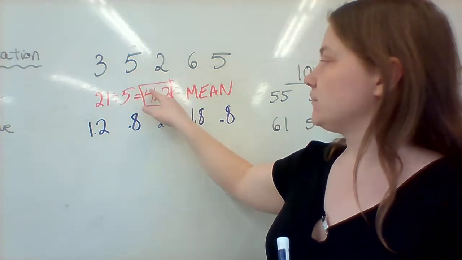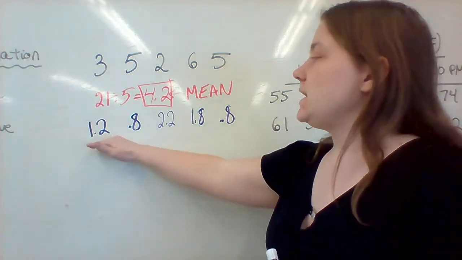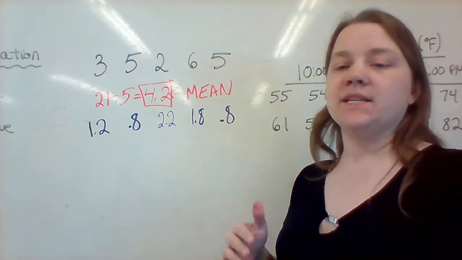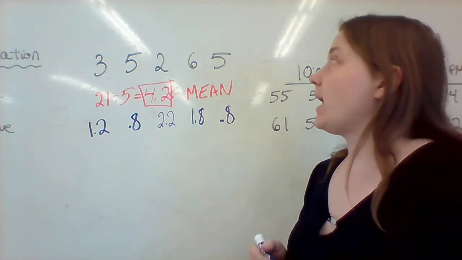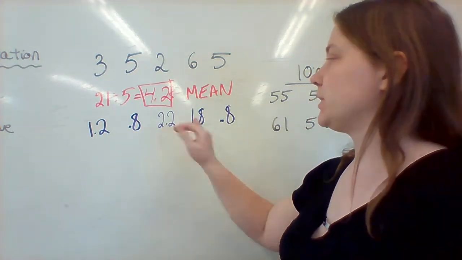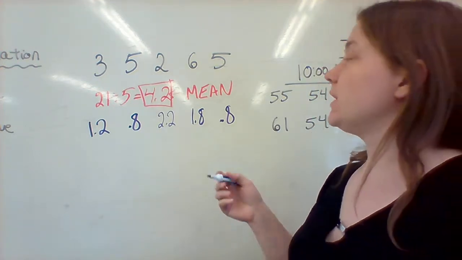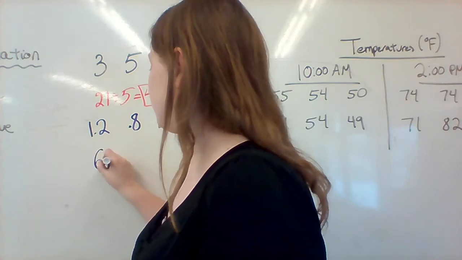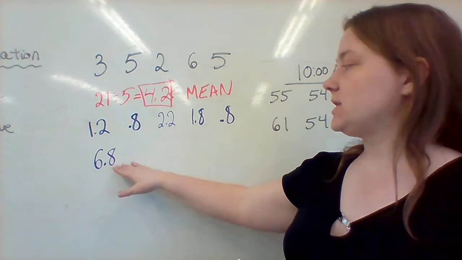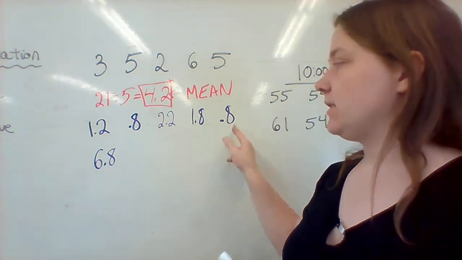And we keep going. Now what I need to do is figure out the mean of these numbers. I want to figure out the mean of the distances. So I'm going to add 1.2 plus 0.8 plus 2.2 plus 1.8 plus 0.8, and I'm going to end up with 6.8. And now, because I'm looking for the mean, I'm going to take this 6.8 and divide it by 5 because there are 5 numbers here.